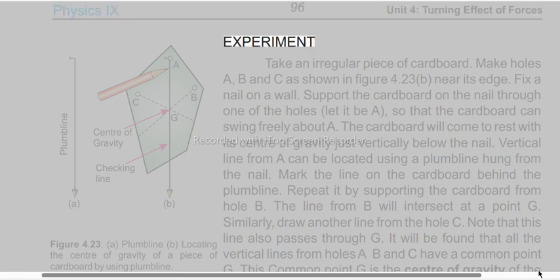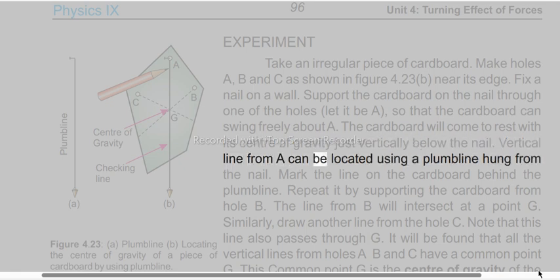Experiment. Take an irregular piece of cardboard. Make holes A, B and C, as shown in Figure 4.23, B, near its edge. Fix a nail on a wall. Support the cardboard on the nail through one of the holes, let it be A, so that the cardboard can swing freely about A. The cardboard will come to rest with its center of gravity just vertically below the nail.